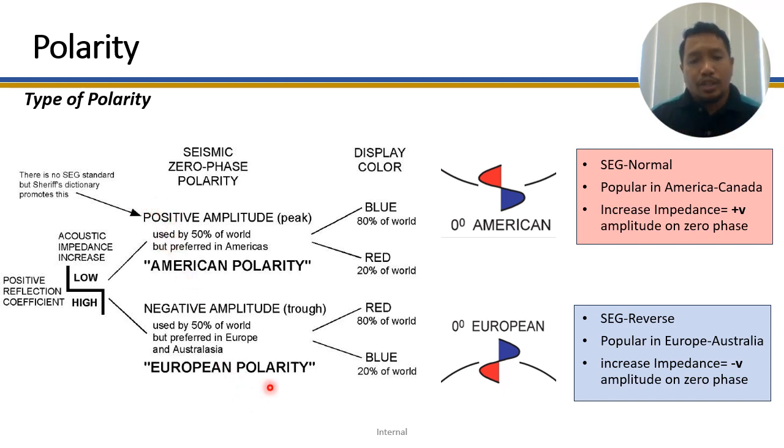And then we also have European polarity. This convention is used by the other half of the world, and it is the preferred convention in Europe and also Australia. In this European convention, a positive reflection coefficient corresponds to a negative polarity reflection, while a negative reflection coefficient corresponds to a positive polarity reflection. So this is kind of a reversal in terms of the polarity compared to the American polarity. Understanding the phase of the wavelet is important in understanding the polarity.